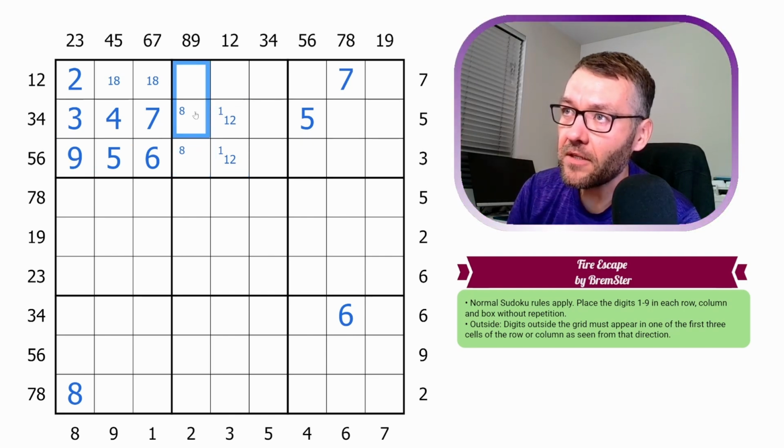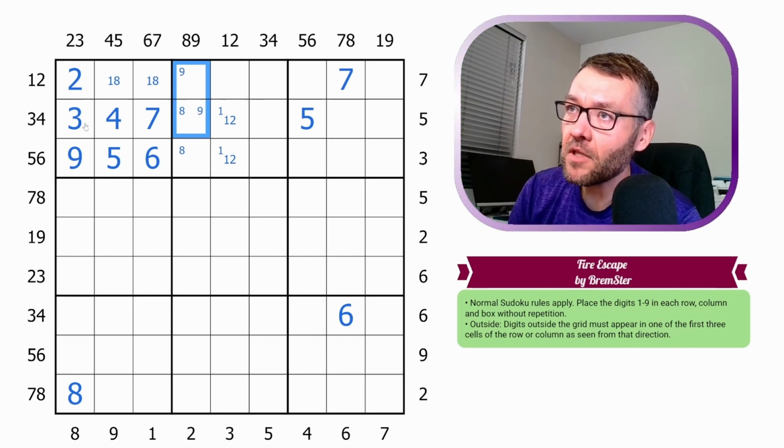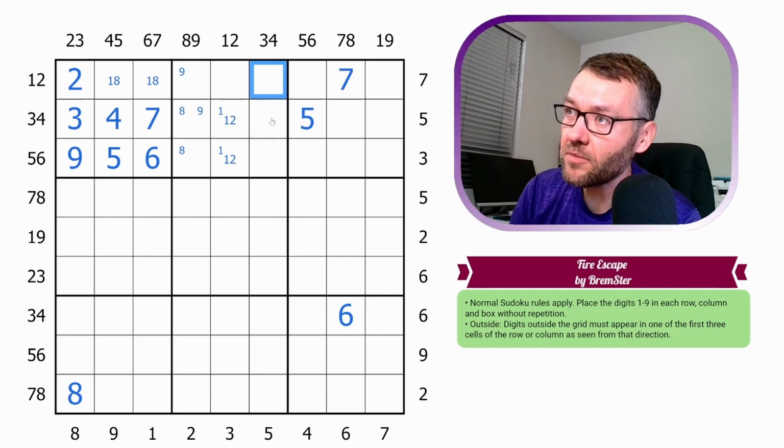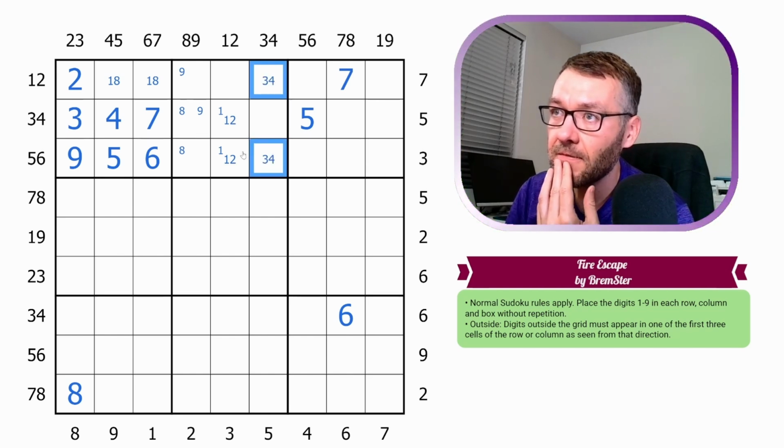The 9 can't go here, so the 9 has to go in one of these 2. The 3 and the 4 can't go here, and they need to go somewhere in this column, so they have to go in these 2 spots. We got another pair there. Nice.